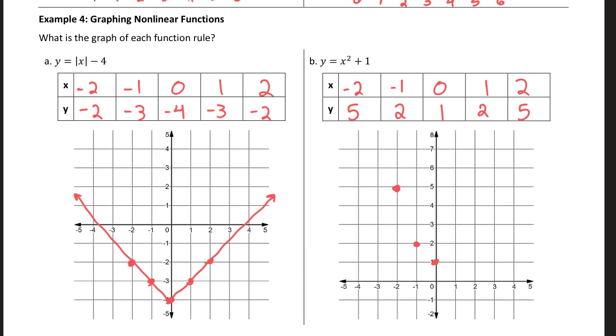Now, the thing to notice about these points is that this is not necessarily a V shape. This is what we call a quadratic graph. We're not going to deal with much of these right now. But this graph is more of a U shape. Okay? So mostly what I care about is you filling out the table and doing input-output tables. That's the biggest thing. Okay?